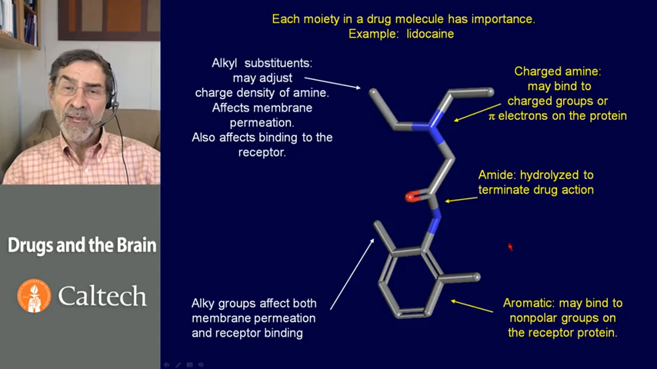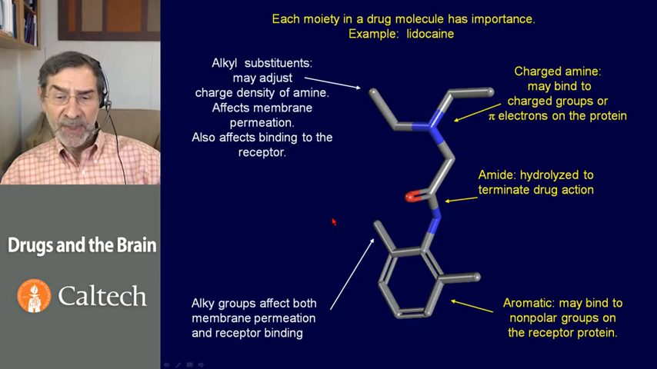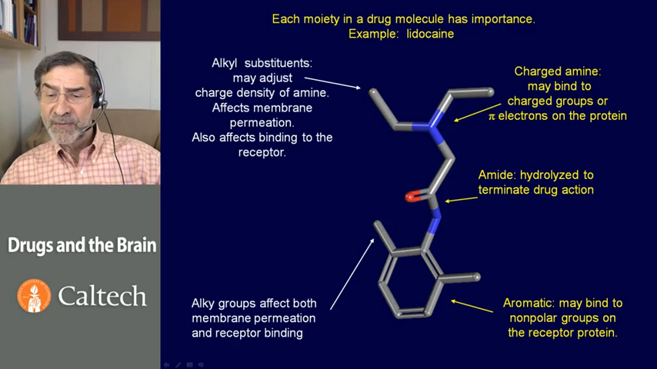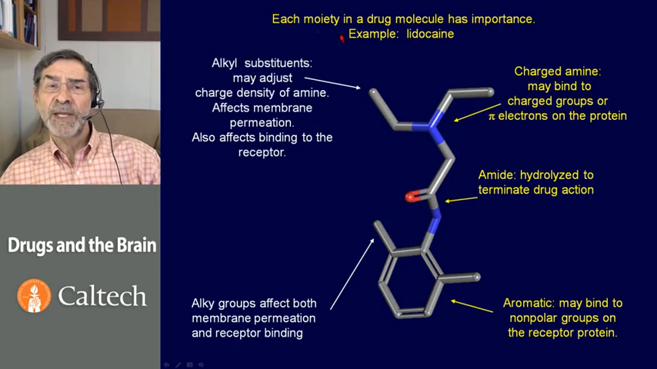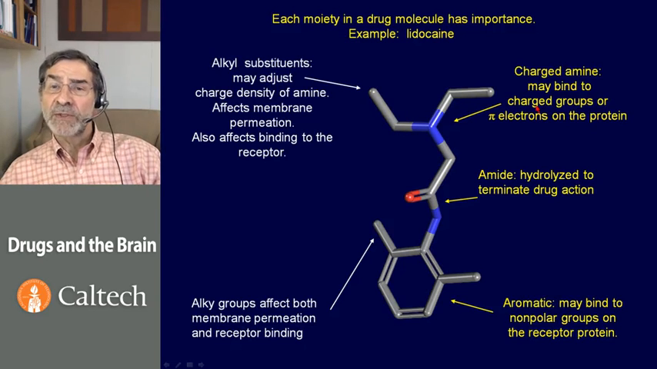One of the ways that we can download from PubChem is a program called PC3D, and it is a very beautiful way of showing a drug in greater detail. It allows us to point out that each moiety, each group of atoms in a drug molecule, has importance for the function of that drug. Here in this example, lidocaine has a charged amine group, which may bind to oppositely charged groups, negatively charged groups, or to pi electrons on the receptor protein.